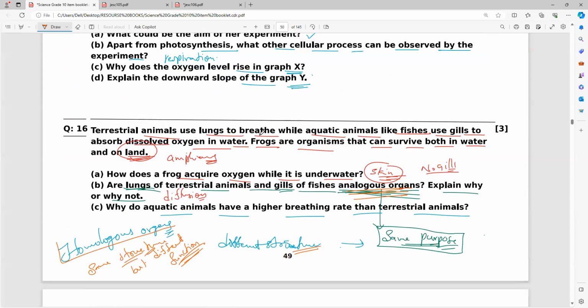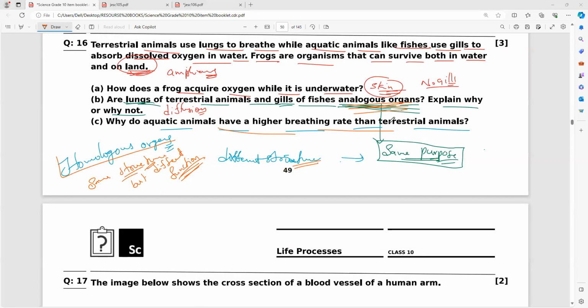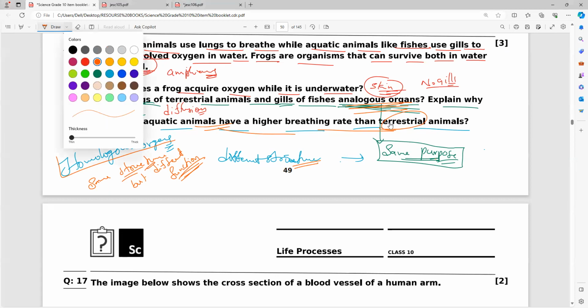So please remember that. Why do aquatic animals have a higher breathing rate? Because the dissolved oxygen available in water is less. So to meet the required oxygen supply to the body, they need to breathe more and more number of times. That is the only reason. Compared to land animals, which we can also call terrestrial animals, the breathing rate of aquatic animals is higher. So that is what you have to remember.